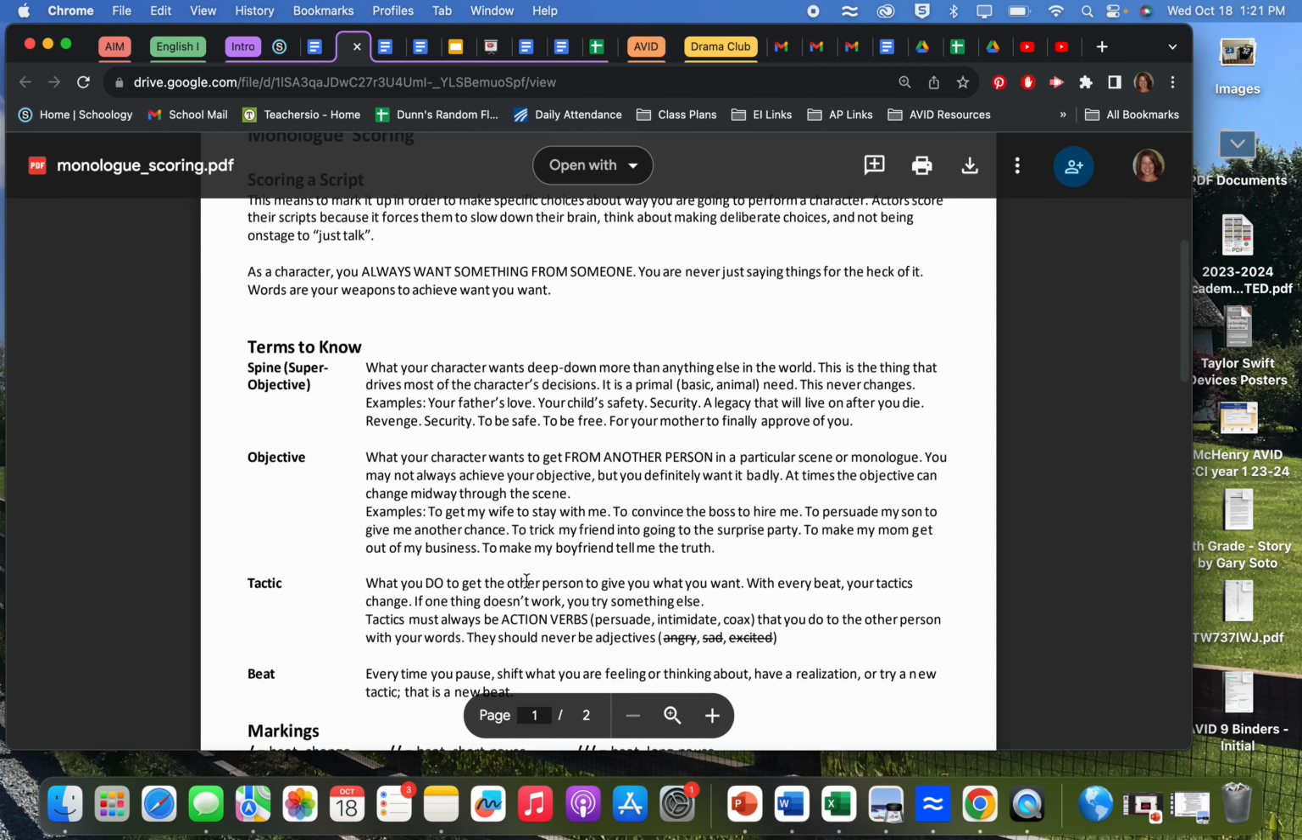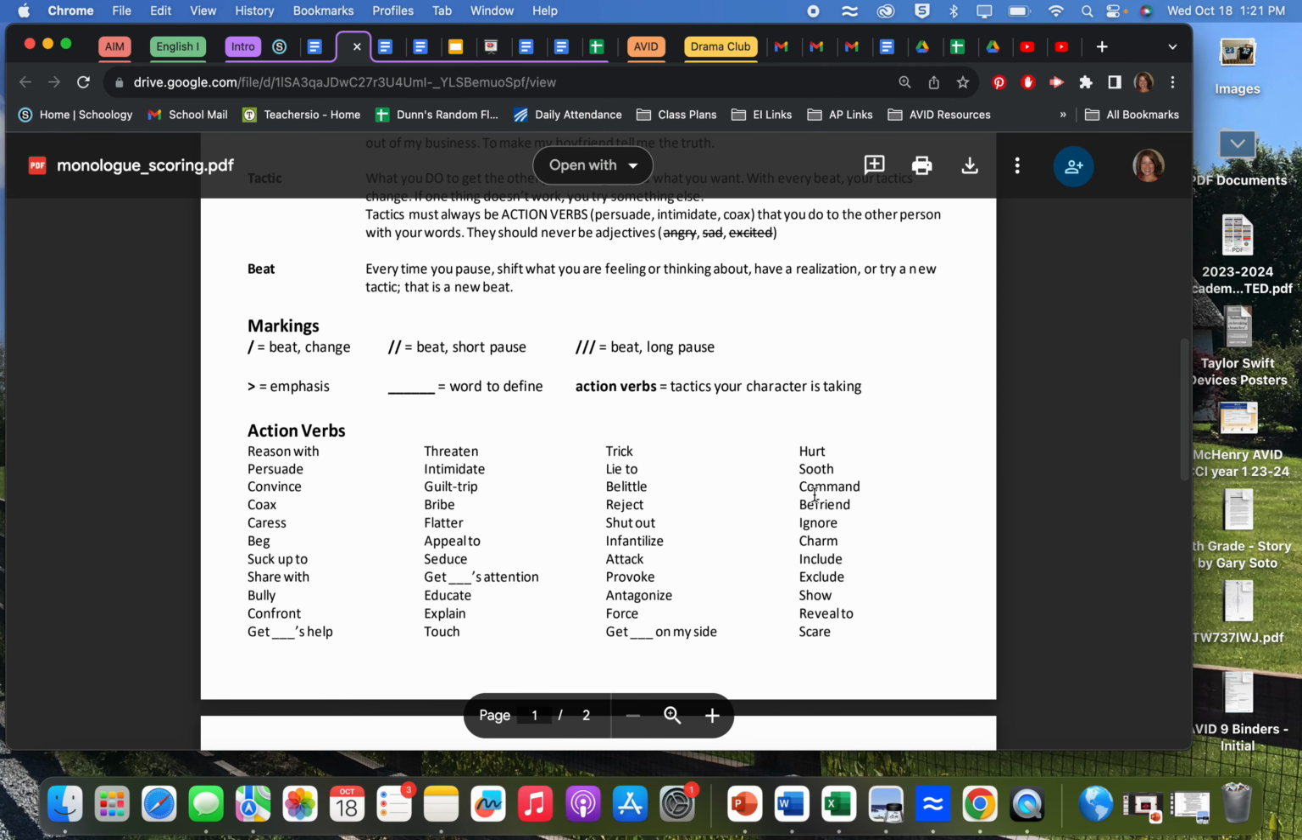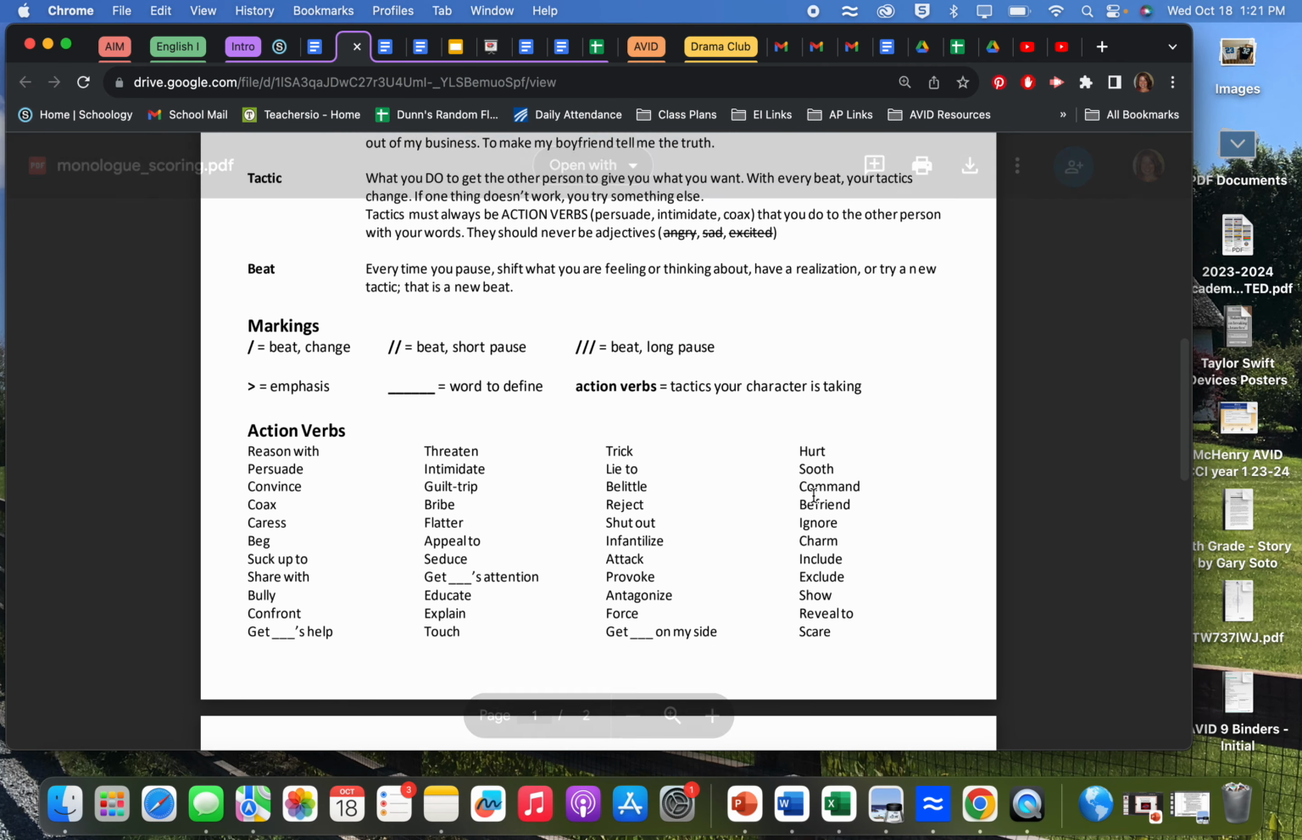So use these words at the bottom of the handout and other words that you think might work for your monologue and put them in to explain how that line should be read. All right, go ahead and mark up your monologues and make them great.